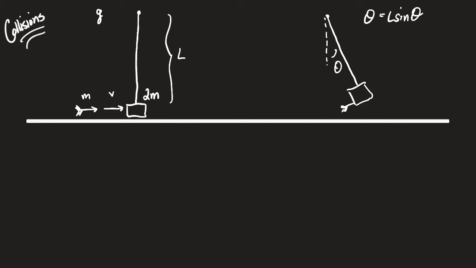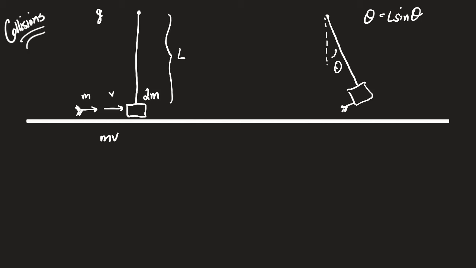Would you agree, Jordan, that there is a collision that takes place in this problem? Okay, so what's the object that is moving before the collision? All right, and what's its momentum? That's it. So this is the momentum of the system just before the collision.